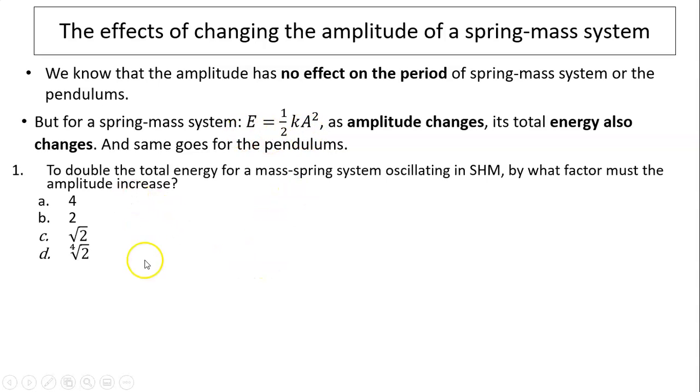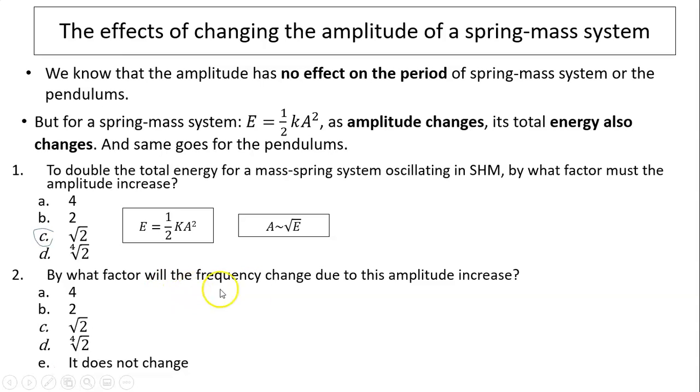Let's take a look at this question. To double the total energy of the mass spring system oscillating in simple harmonic motion, by what factor must the amplitude change? So if E has to double, A squared has to double. If A squared has to double, how does that affect A? So A is proportional to the square root of E. Square root of 2 is just this. So the answer has to be C.